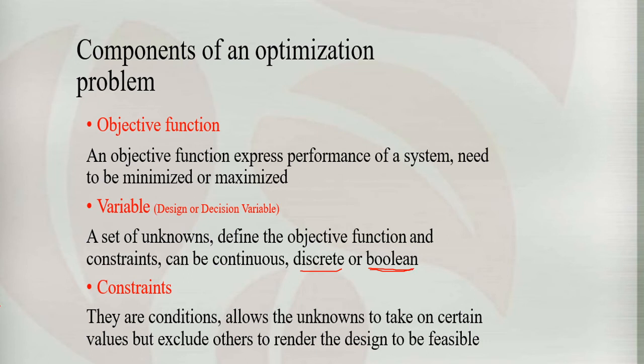And very similar to that, the third element stands for the constraints. They are the conditions that allow the unknowns to take on certain values but exclude others, to render the design feasible. As in the previous slide, a constraint can be considered an equality, where f of x is equal to some given value, which is the input values.